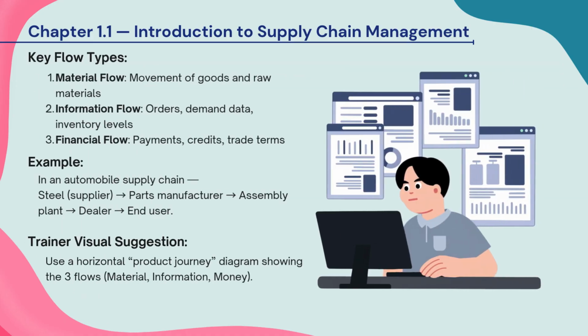This slide covers the three key supply chain flows: material, information, and financial. Material flow is the physical movement of goods, information flow tracks orders and inventory, and financial flow handles payments and trade terms. For example, in an automobile supply chain, steel moves from the supplier to the manufacturer, assembly plant, dealer, and finally the end user. A horizontal product journey diagram helps visualize how all three flows move together. Focus on how these flows are interconnected to ensure smooth operations.